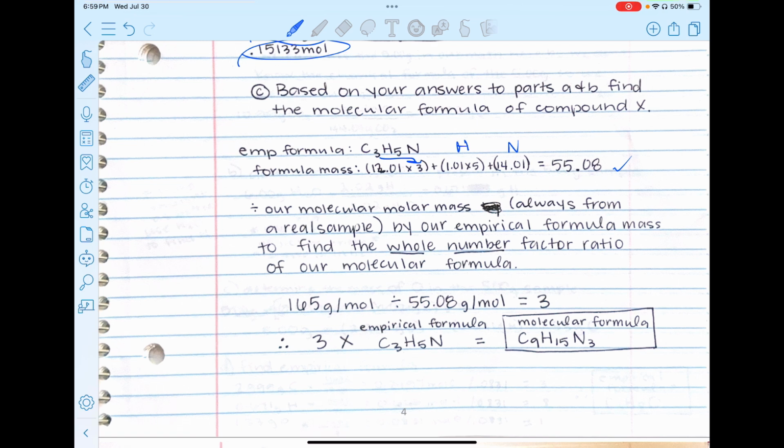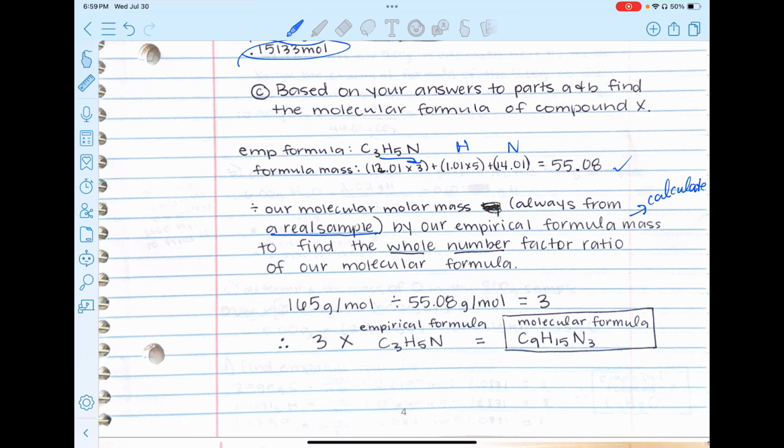So what we're going to do is divide our molecular molar mass. These have to be given to you from a real sample. You can't just know that. You've got to have some information. So your key for this is it's given to you in the problem as a real sample. The empirical formula mass is not given; that's something you're going to have to calculate, and usually you've already done that in a previous step.